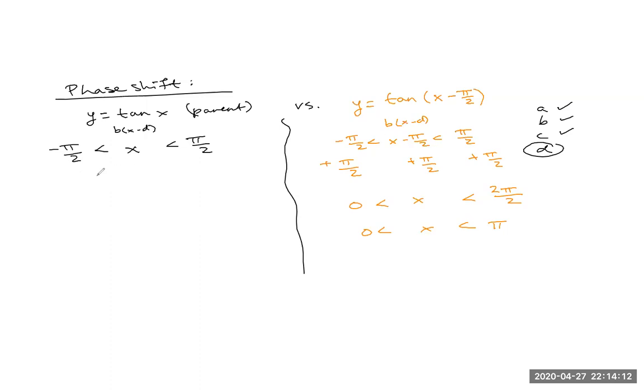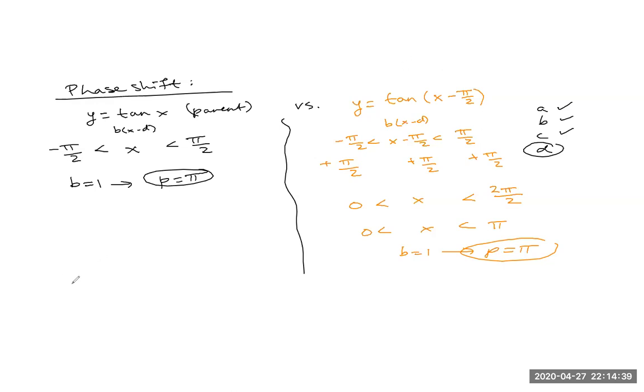Note, b is still equal to 1 for both of these. So your period should still be pi, which is perfect. We get that for both. All right, so let's do our table of values.